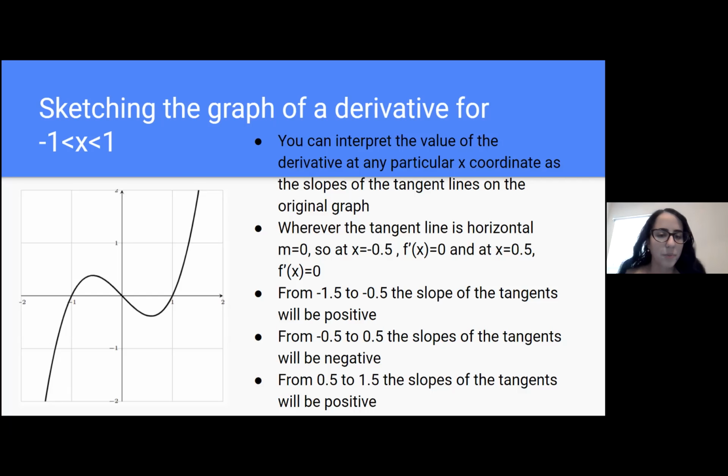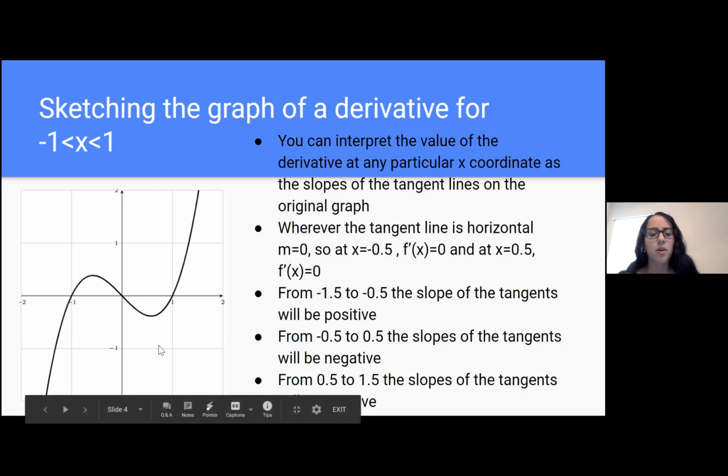We can notice that at about negative 0.5, our derivative will be 0 since the tangent line will be flat. And the same thing happens at x equals 0.5. So our f prime of x will be 0 at that point as well.